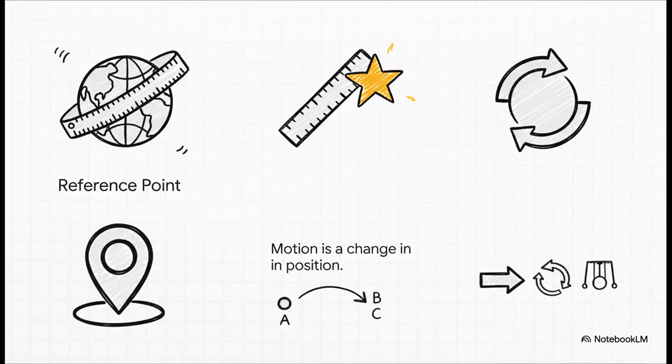Phew, we've covered a lot, haven't we? So let's do a super fast recap of the most important points for your exam. First, for correct measurement, always use standard SI units. Second, the SI unit of length is the meter. Third, we need a reference point to say where something is. Fourth, motion is just a change in position. And finally, the three types of motion are linear, circular, and oscillatory. That's it. Don't take any tension. Just remember these points and you will do great.